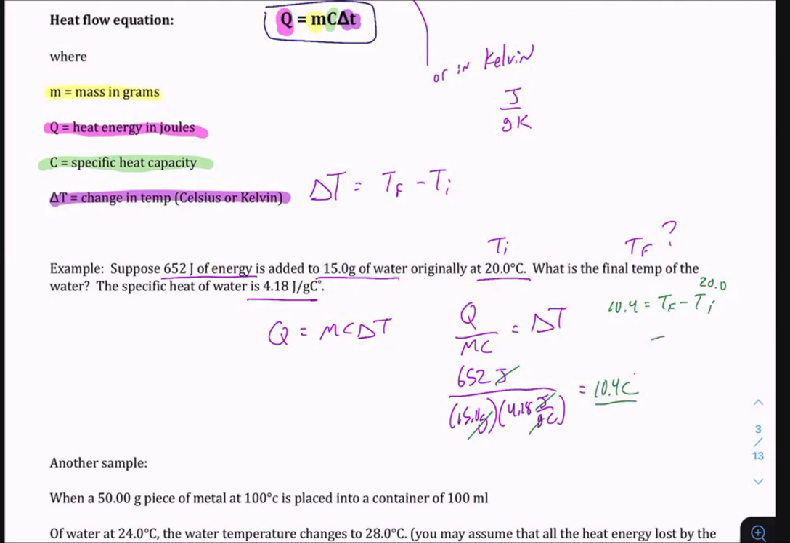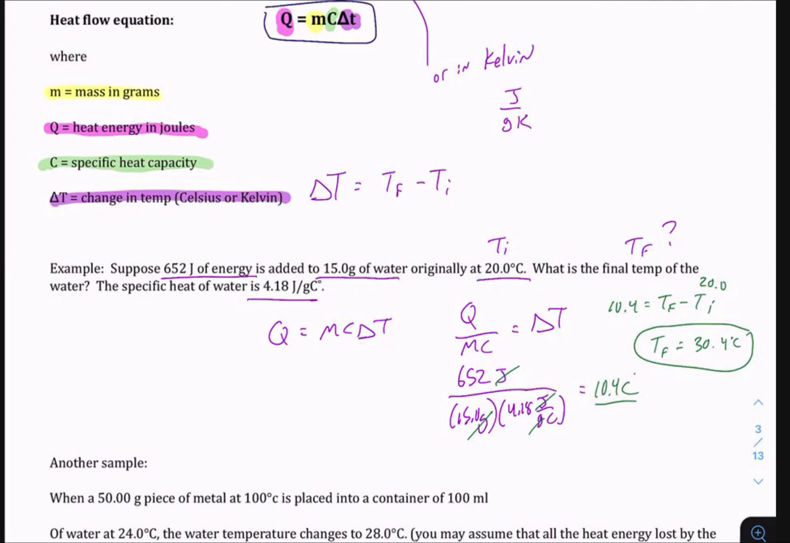So TF is what? Yeah, 30.4. I guess you could have substituted delta T, you know, TF minus TI in place of delta T. Either which way, it doesn't matter. I just did it in two steps.